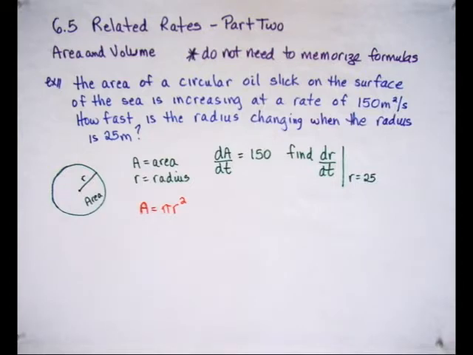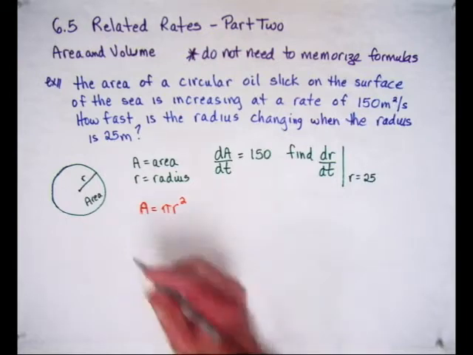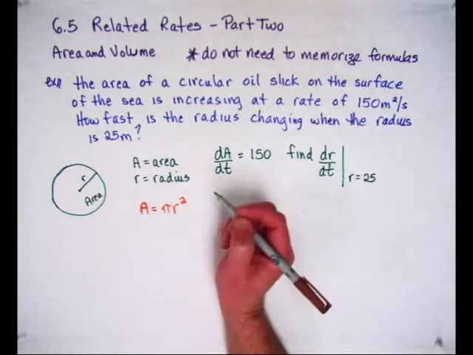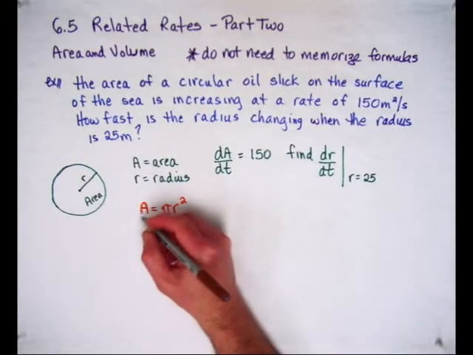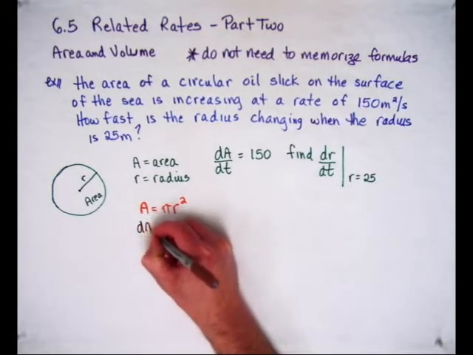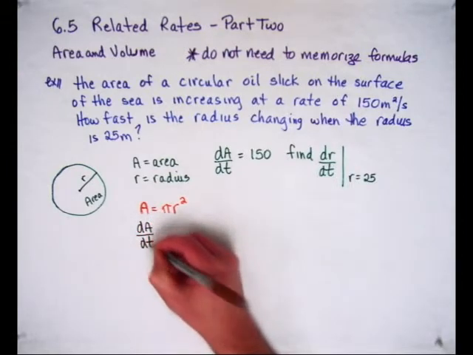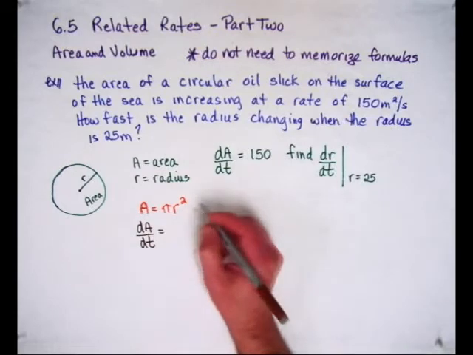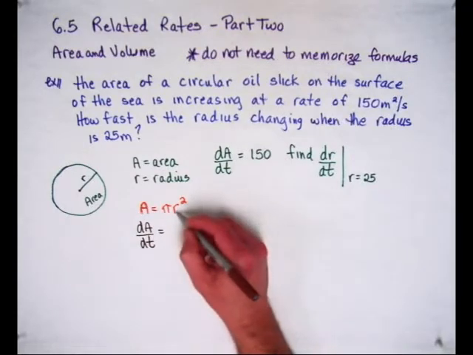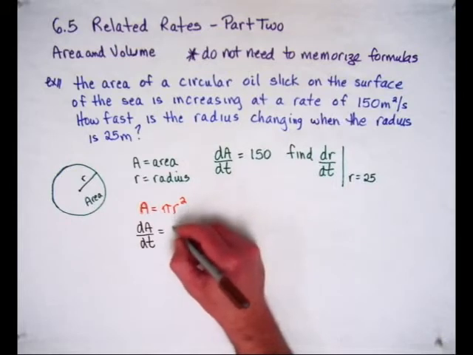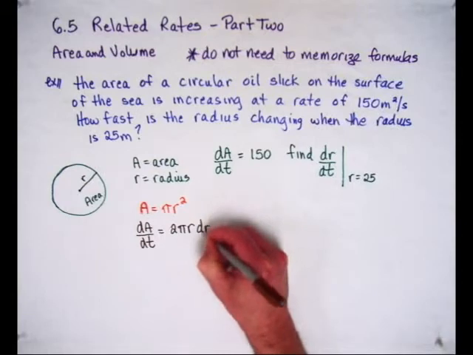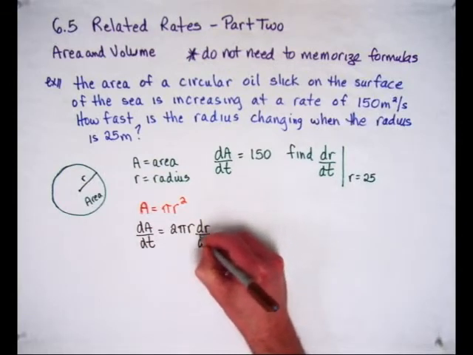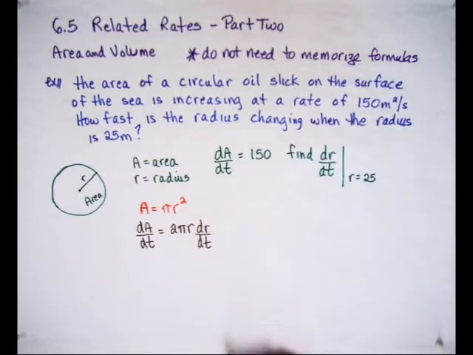So the next step, of course, is to differentiate with respect to time. So we take the derivative of area with respect to time. The derivative of area with respect to area would just be 1, and then our compensating term would be dA/dt. So this is just going to be dA/dt equals, pi is a constant. The derivative of r squared is 2r. So this would be 2 pi r times our compensating term dr/dt. And so there's our differentiated formula.